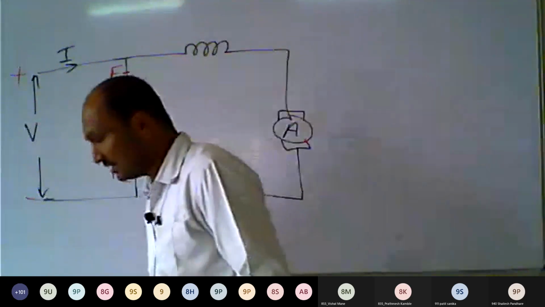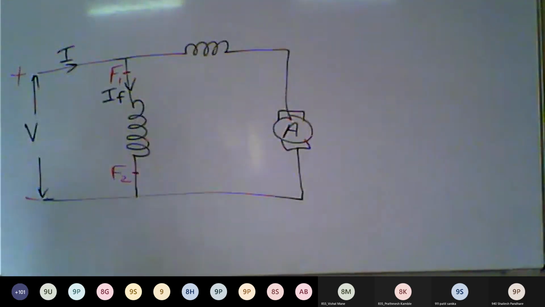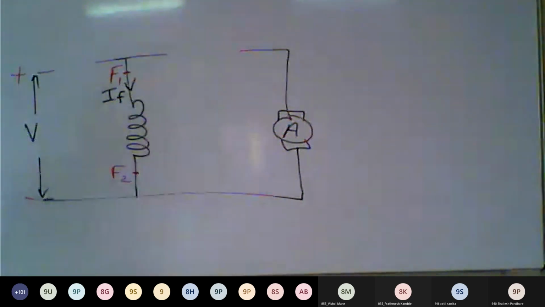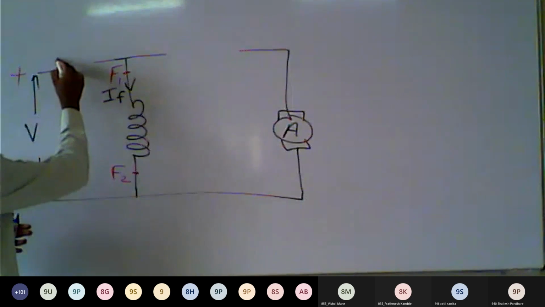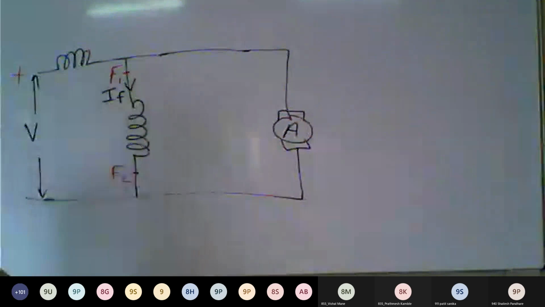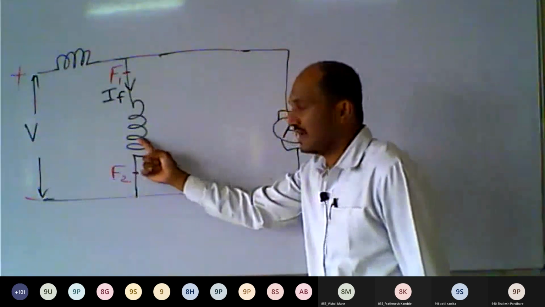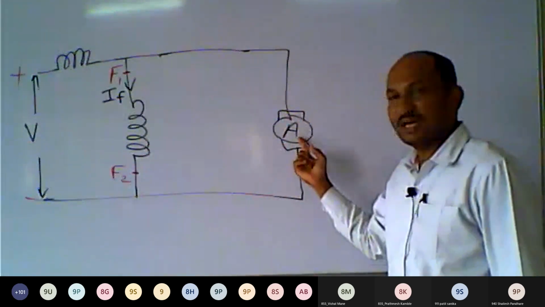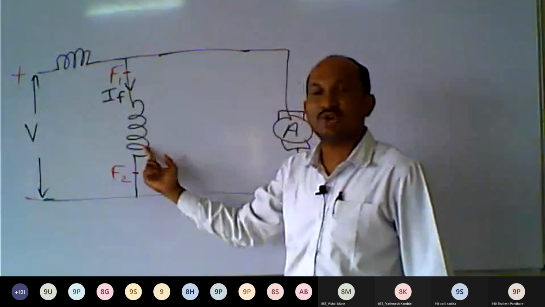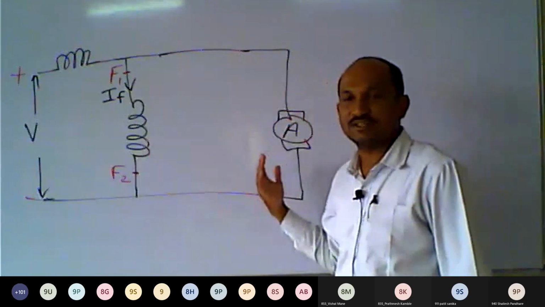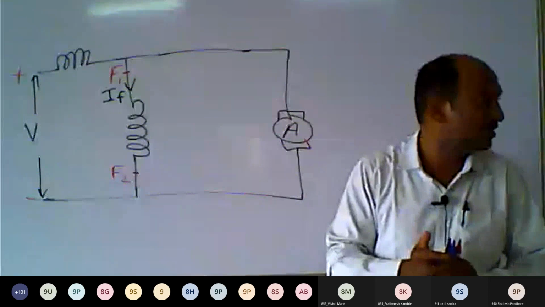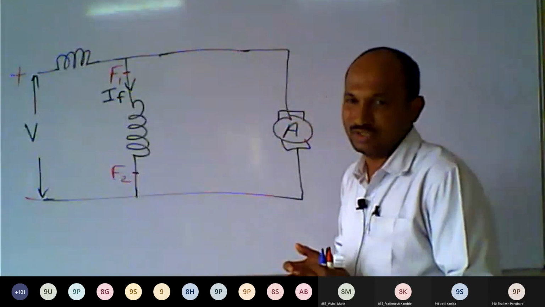And another type of DC compound motor is the short shunt compound motor. The short shunt compound motor is like this: the second part of the field winding is connected longer than the shunt part. In such a type of DC motor, the shunt part is closer to the armature, and the series part is longer. So this is called short. This shunt part is closer, short. So this is called a short shunt DC compound motor.